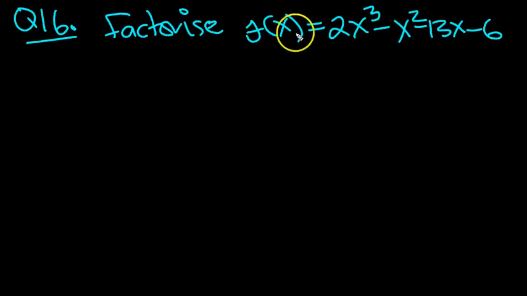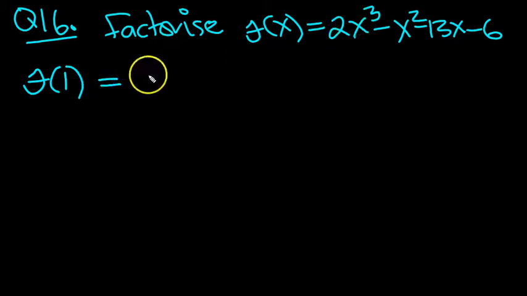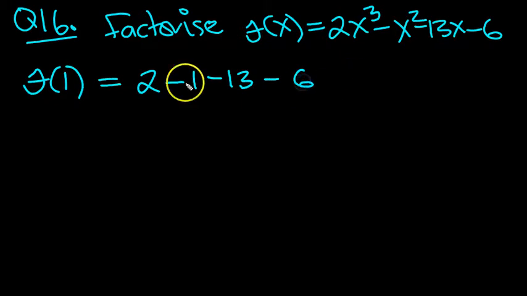Right, we have to factorize f of x, this cubic, 2x cubed minus x squared minus 13x minus 6, for question 16. Okay, so let's look for some factors then. What about f of 1? Let's try that. We're going to get 2 times 1 cubed is 2, that's minus 1 squared, which is minus 1, this will be minus 13, and then we've got a minus 6 at the end. So that's nowhere near 0, is it?